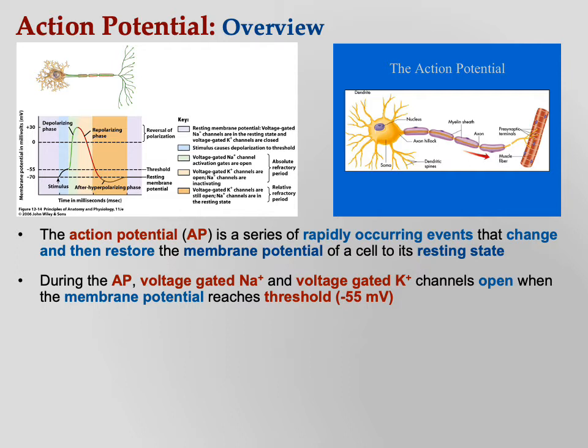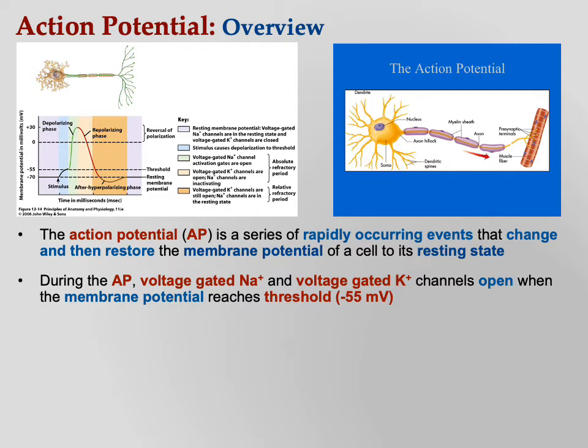All right, so here's a big difference. The graded potentials were caused by ligand-gated channels. A couple big differences. So remember, the graded potentials were mostly on dendrites and soma. They were caused by ligand-gated channels. The action potential is on the axon, and it's caused by voltage-gated channels. And it takes just two kinds of voltage-gated channels to make the action potential: sodium and potassium.